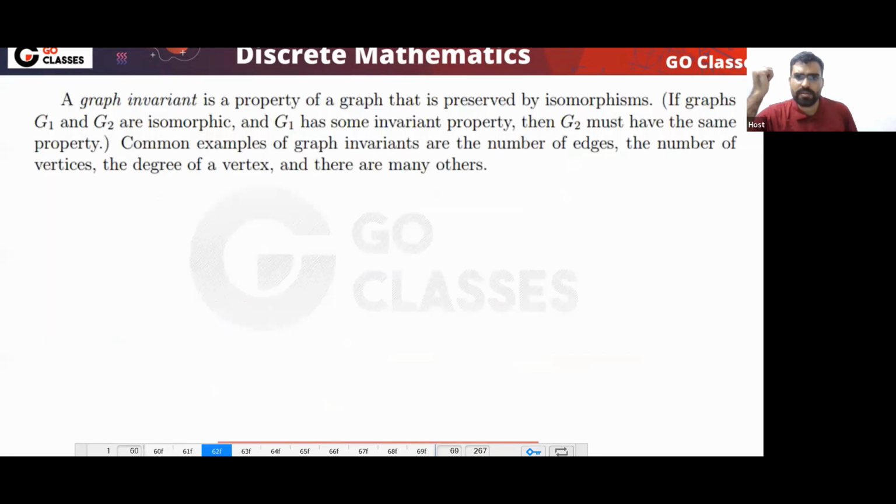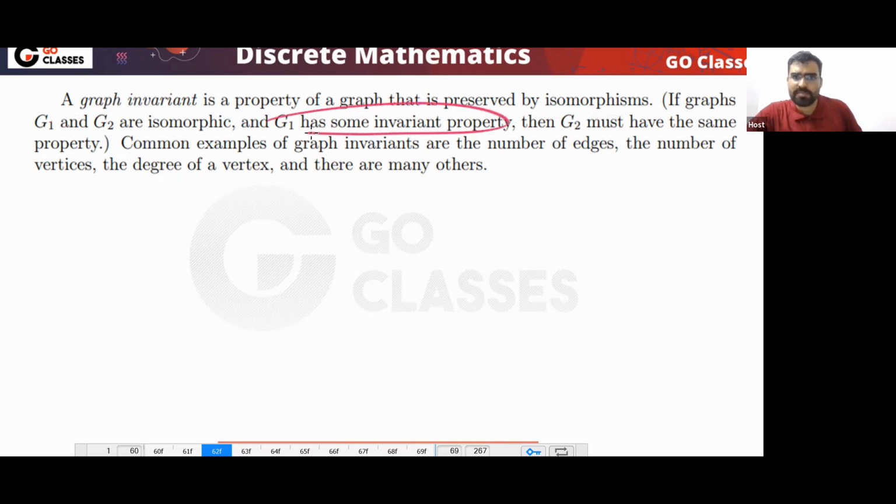Is it clear to everyone? Please tell me. Now, what is a graph invariant? The definition of graph invariant: invariant means it does not vary, it does not change for isomorphic graphs. If you have 2 isomorphic graphs, then it does not change. A graph invariant is a property of a graph that is preserved by isomorphism. If 2 graphs are isomorphic, then they must have the same invariants.